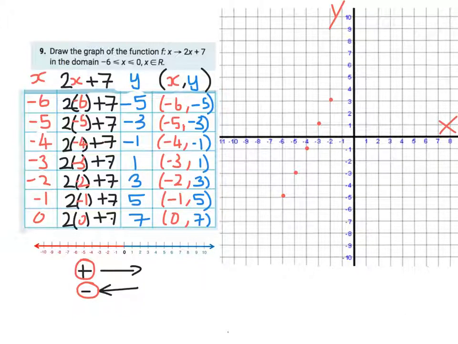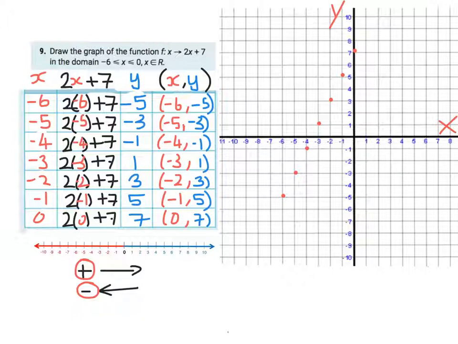And that's the point there. And the last one is 0 on the x and 7 on the y. Okay, which is there. Now, we're almost finished. The last thing that we need to do, because we can see here that it's a linear graph, okay? It's going up in a straight line, okay?